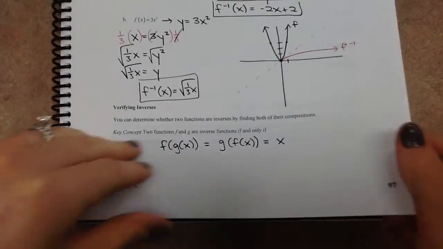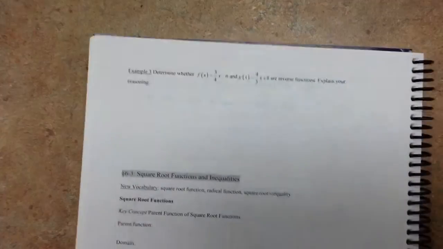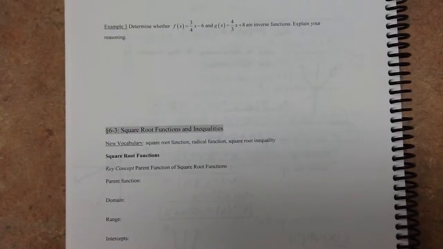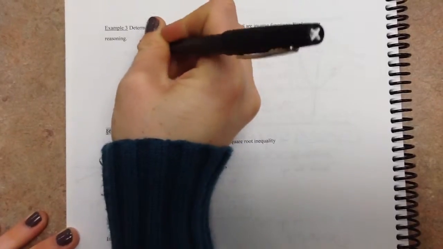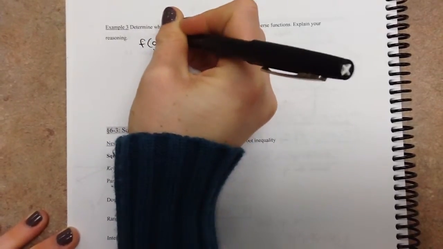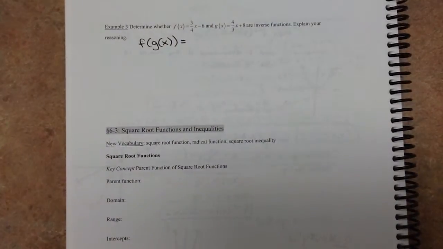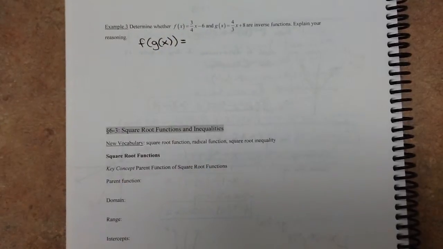Okay, so I've got just one example to look at. Like I said, we're just trying to figure out if these are in fact inverses of each other. So we're going to do f of g of x and g of f of x. So let's start with f of g of x. Remember, f of g of x means we are going to go into our function f, and every time we see an x, we're going to replace it with g of x.